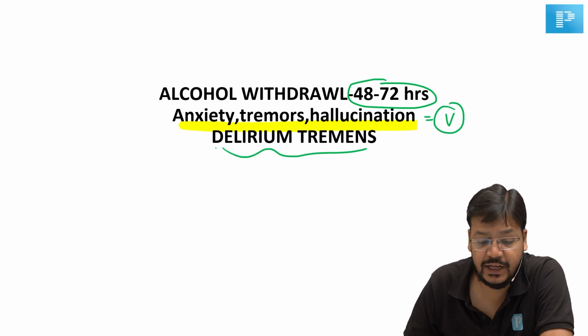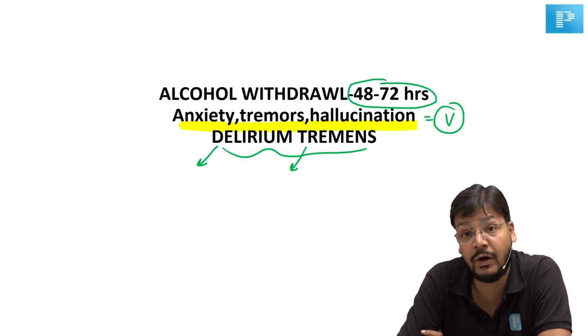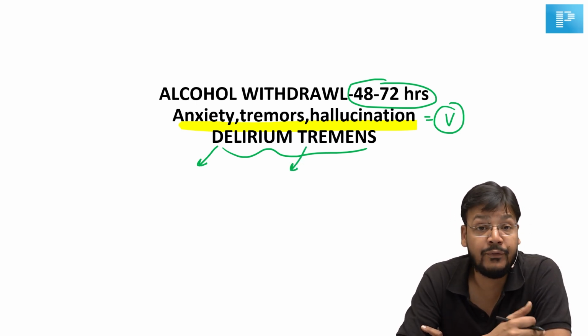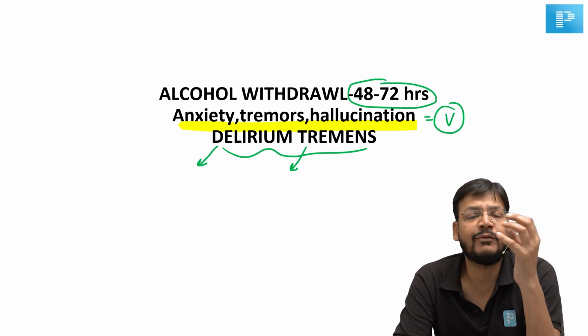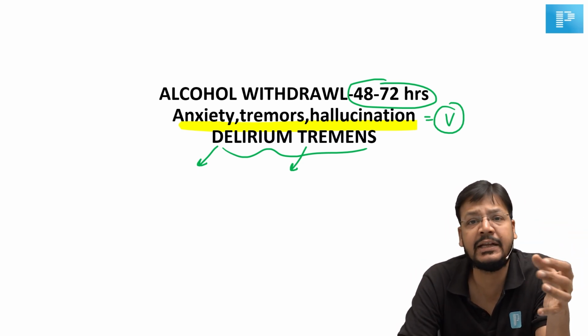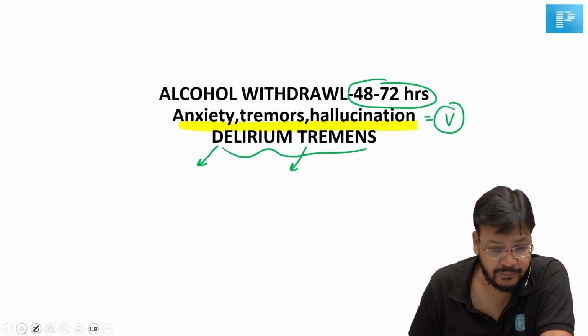D delirium, D 2 दिन, T tremens, T 3 दिन. That's 48 to 72 hours of alcohol withdrawal. If you are taking alcohol very regularly, there will be delirium tremens. That will be disorientation, anxiety, hallucination, and my dear friend, tremor, coarse tremor, delirium tremens.